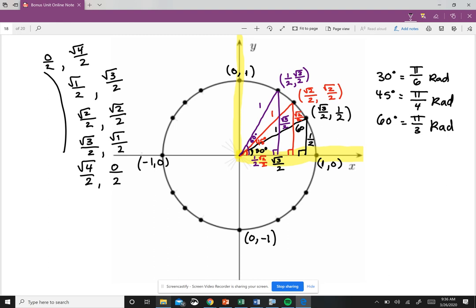The biggest thing to remember is that the square root of 4 is really 2, which turns this into 2 over 2, which is just 1. And the other thing is the square root of 1 over 2 is really just 1 over 2. So again, this is just 2 over 2, which is just 1. This is just 1 over 2. Okay, that's the pattern that I kind of want to show you.